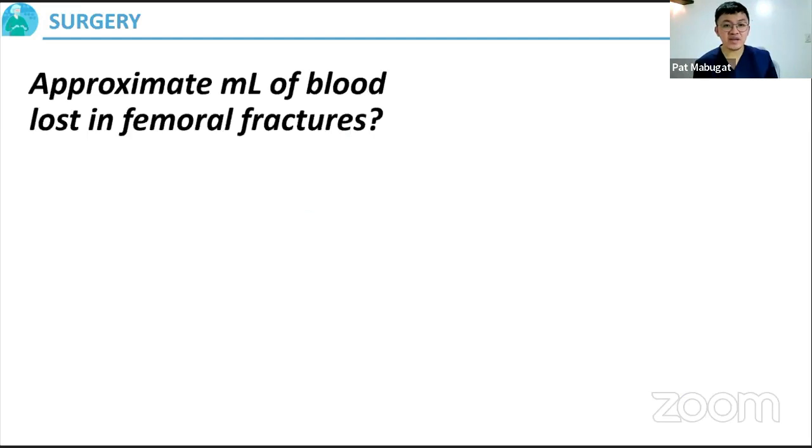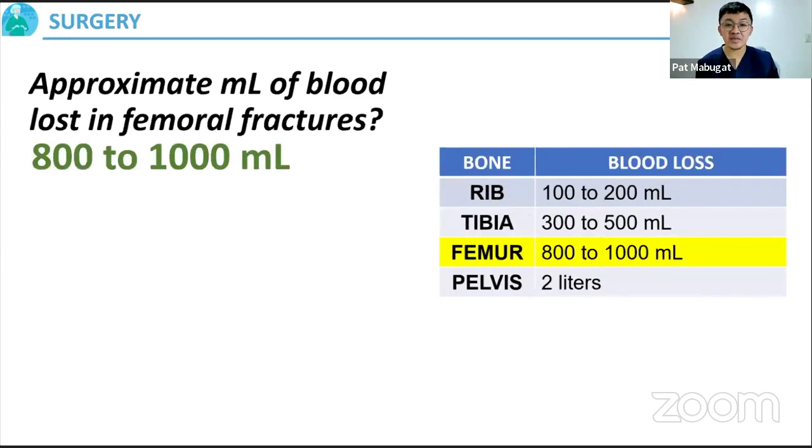Next, what's the approximate ml of blood loss in femoral fractures? It's 800 to 1,000 ml. This is important because in patients who come to the emergency room hypotensive, you need to identify the source of bleeding. If there's no other source of bleeding, you need to think of more internal causes, right? So you need to estimate the blood loss. A patient who has a rib fracture usually loses 100 to 200 cc of blood. Tibial fractures, 300 to 500 cc. Femoral fractures, 800 to 1 liter. And for pelvis, you get 2 liters of blood loss, right?